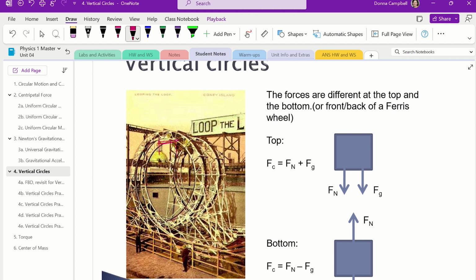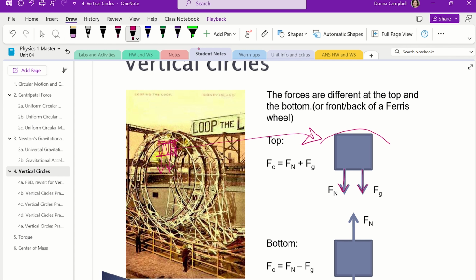Someone riding this roller coaster would ride upside down, and if they were riding this upside down, that means their weight, Fg, is going down, and also the normal force from the track. I know it's hard to see on this picture, so I have it drawn over here. So picture the track right here. The normal force from the track pushes inward, and so does the Fg.